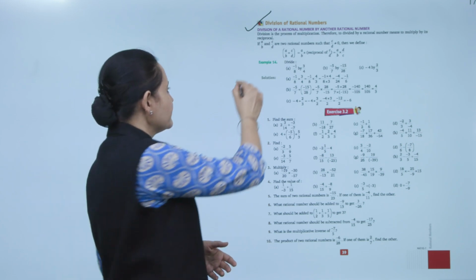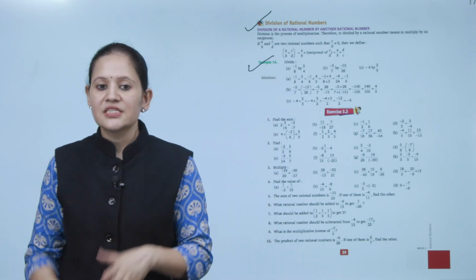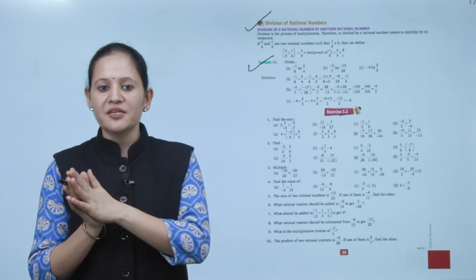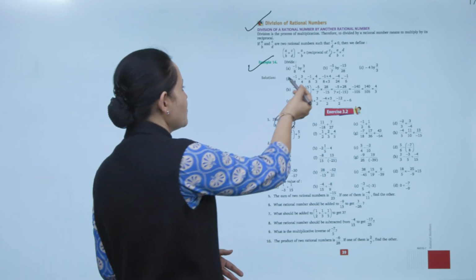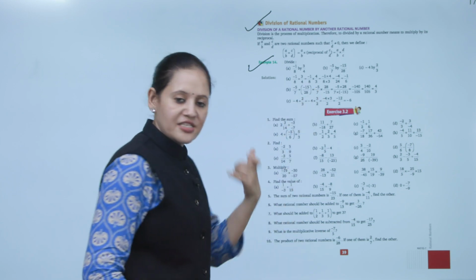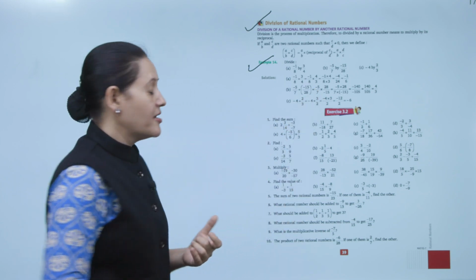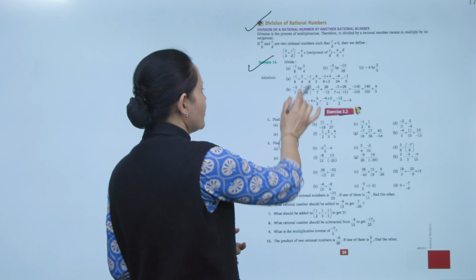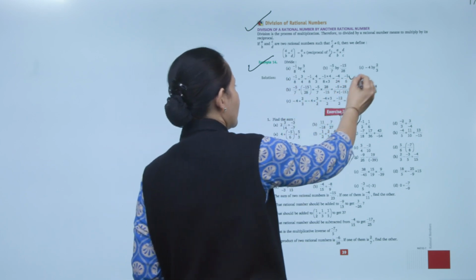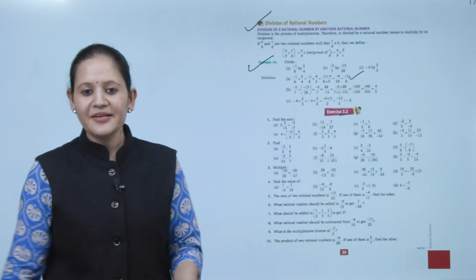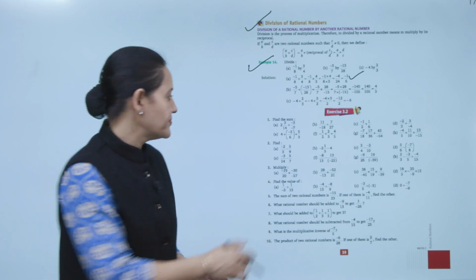एग्जाम्पल समझते हैं. Divide minus 1 by 8 by 3 by 4. So minus 1 by 8 divided by 3 by 4 is equal to minus 1 by 8 multiplied by the reciprocal of 3 by 4, that is 4 by 3, that is equal to minus 1 upon 6. Clear? Next is exercise 3.2.